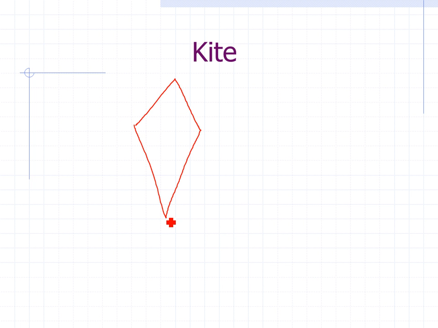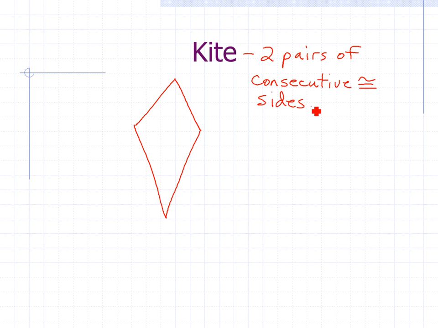Key idea about a kite, it's got two pairs of consecutive congruent sides. Two pairs of consecutive congruent sides. So what that means, these two sides are congruent, these two sides are congruent.